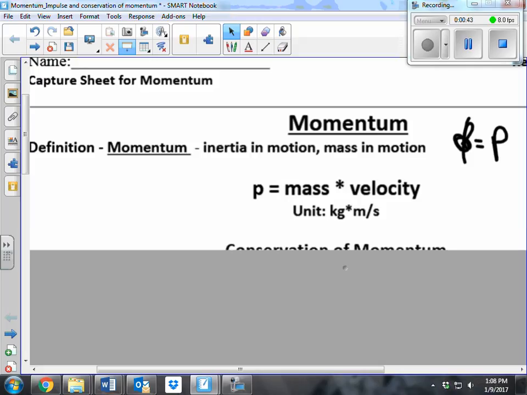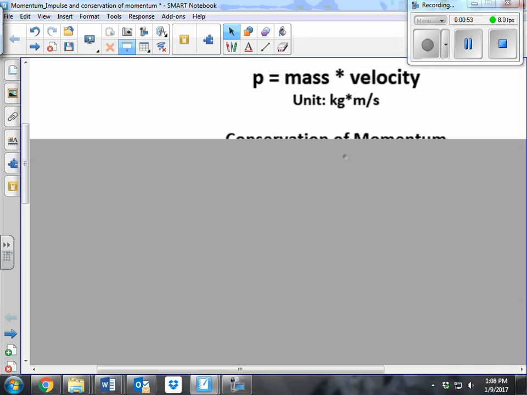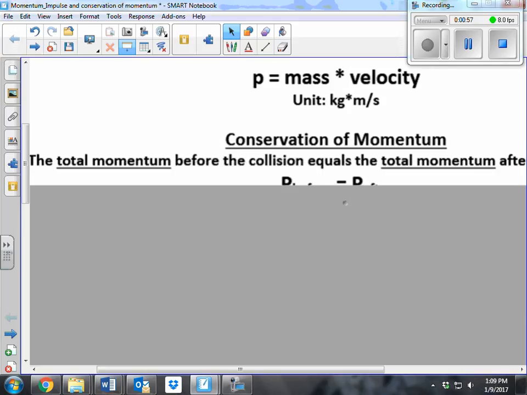But momentum is simply your mass times velocity, and the unit is kilograms times meters per second. So momentum is your inertia in motion, it's your mass times your velocity, and the unit is kilograms times meters per second because mass is measured in kilograms and velocity is measured in meters per second.